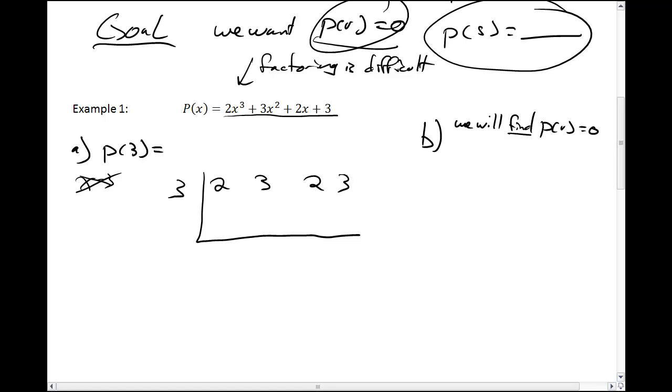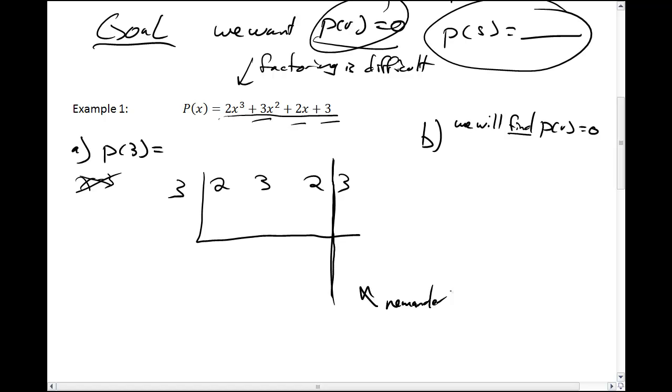Then you always go to the very, very last number at the end and you draw a little line through it like this. So we had 2, 3, 2, 3. That's where we got them. And that very last 3, I draw this little bar. Whatever is over here is going to be our remainder. You think back to long division in grade school, and we talked about remainders.